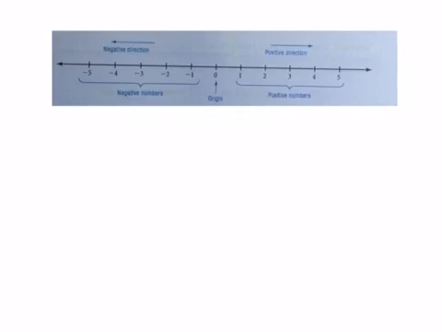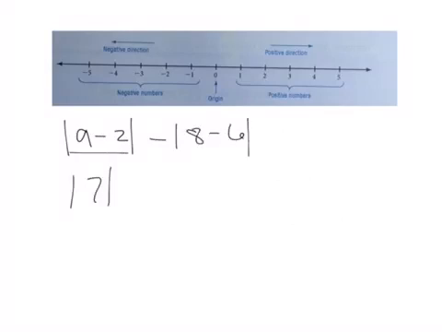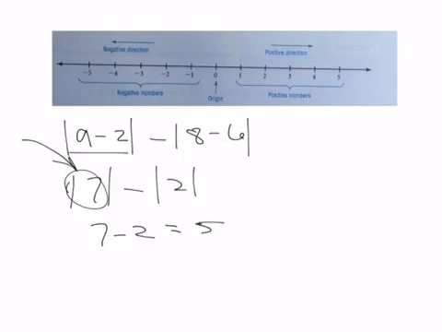It is 9 minus 2, absolute value, minus absolute value 8 minus 6. So we do what's in the absolute value sign first. So 7 minus absolute value of 2. What is the absolute value of 7? 7. Absolute value of 2? 2. Equals 5. All right? So you don't take the absolute value off until you've solved everything and you have just one number in that absolute value sign. And then you can take the absolute value of that one number and then add, subtract, multiply, or divide, whatever it's asking you to do. Okay?